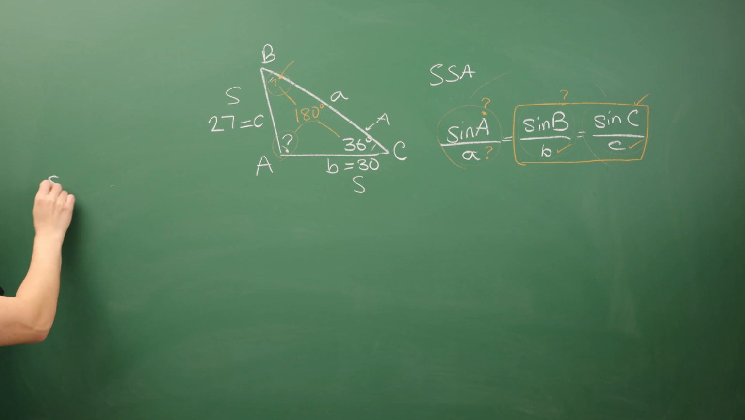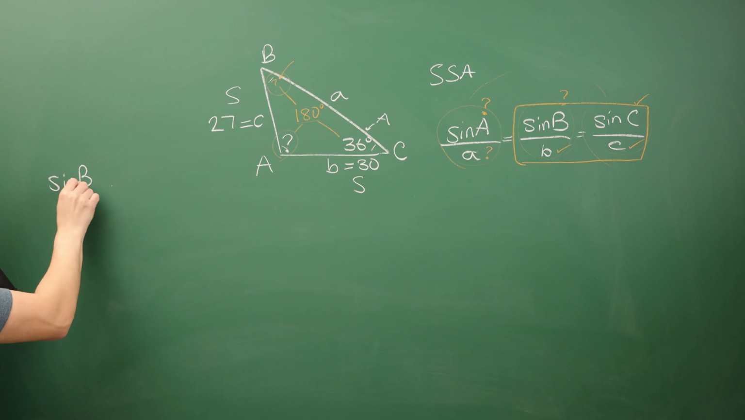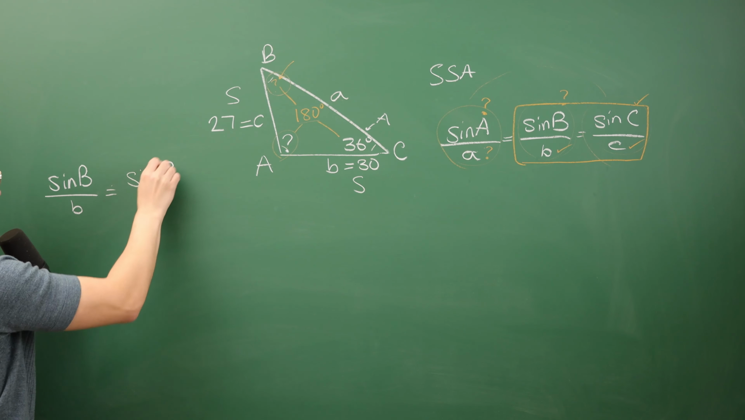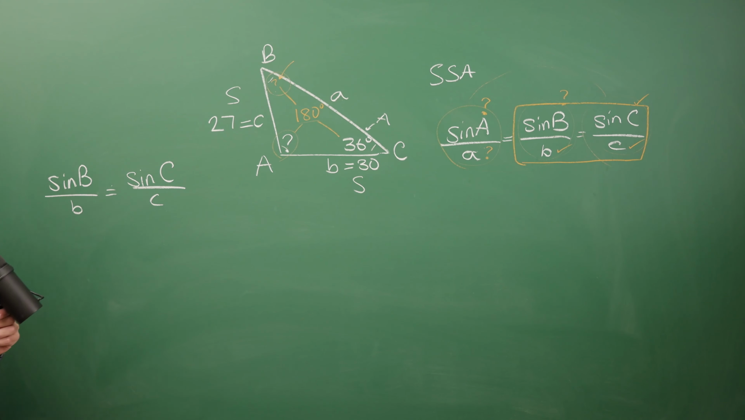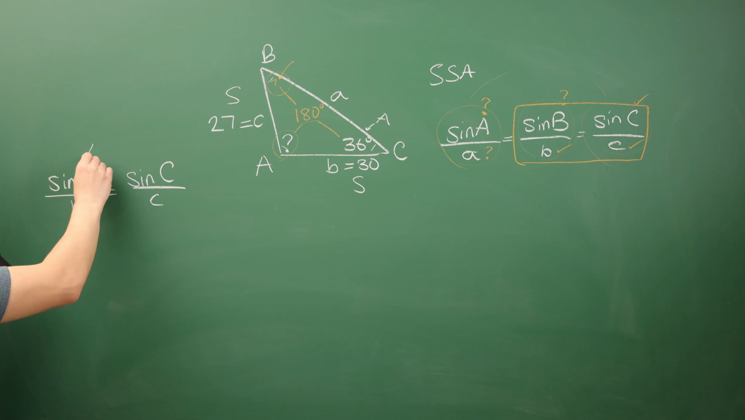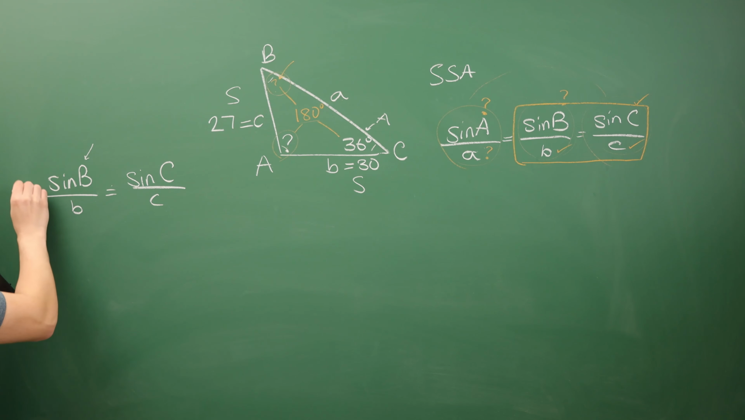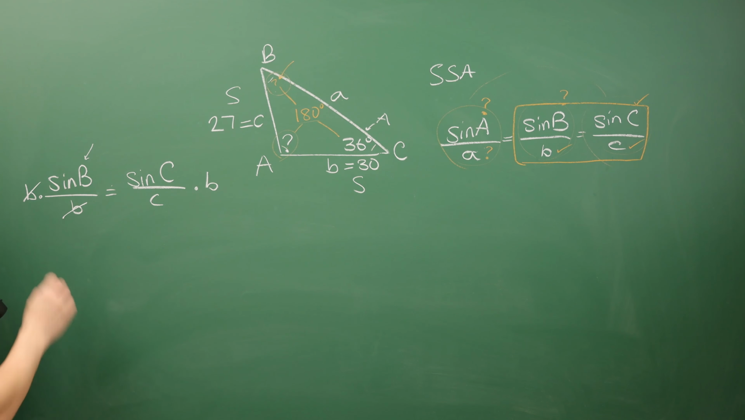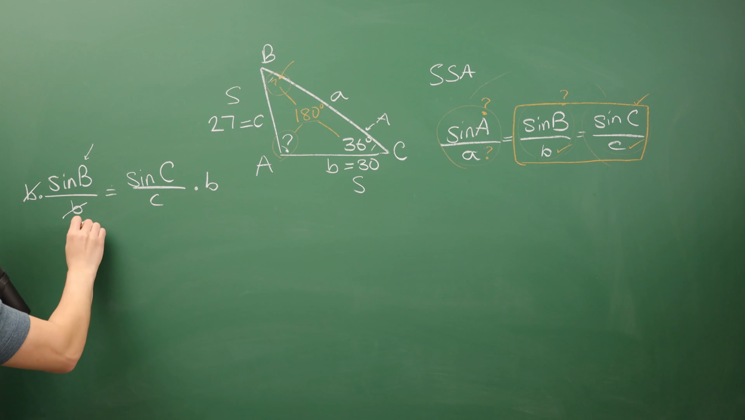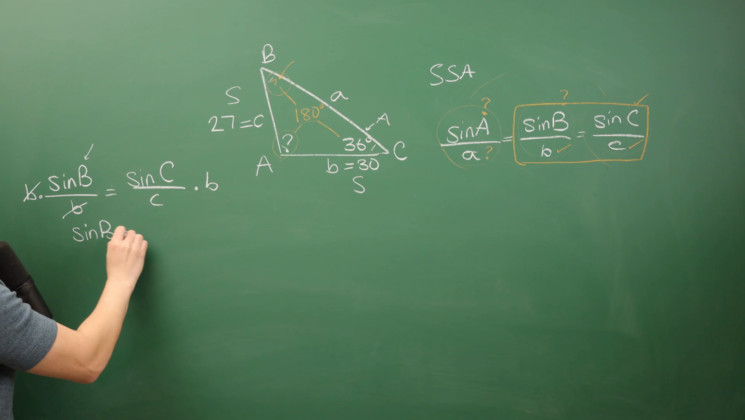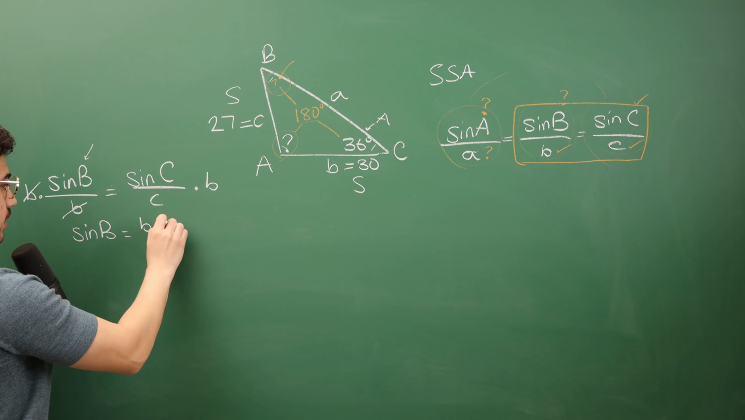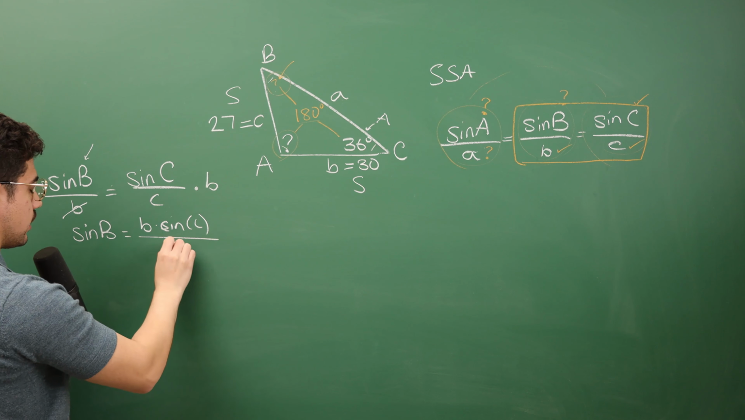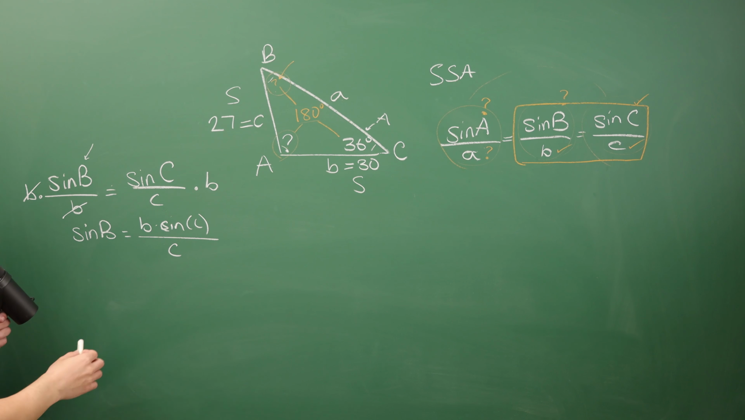So we're going to set up the sine of B over b equals the sine of C over c. Now what I'm going to do is solve for angle measure B, and we're going to eliminate little b on the left hand side by multiplying. That's going to leave us with the sine of B equals b multiplied by the sine of C, all divided by little c. Now this is the important part.